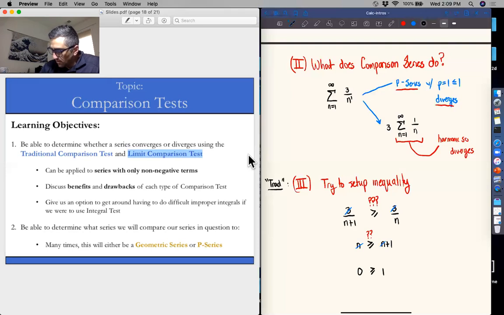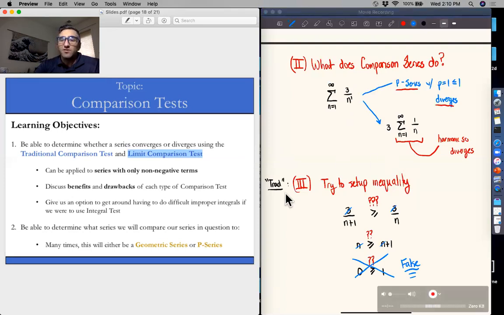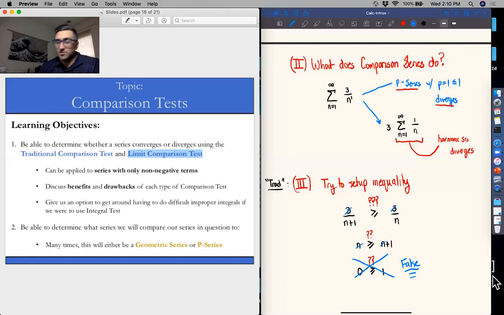Well, we're asking the question whether or not this inequality is true, and if this was true, we would have 0 is greater than or equal to 1, which is a false statement. So the traditional comparison test doesn't look like it's going to help us out here. Because when we're comparing our series to this known divergent series, we would need to show that our series is larger than that known divergent series to say something about our series. But we're not actually able to make that comparison in this case because the inequality we tried to set up turned out to be false.